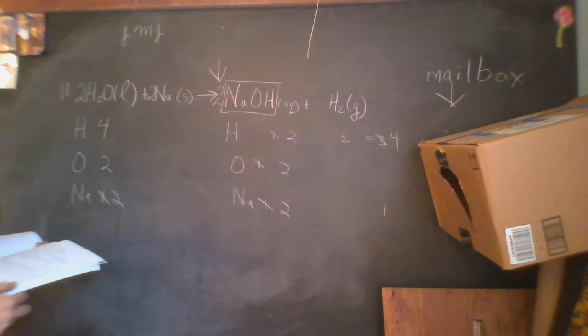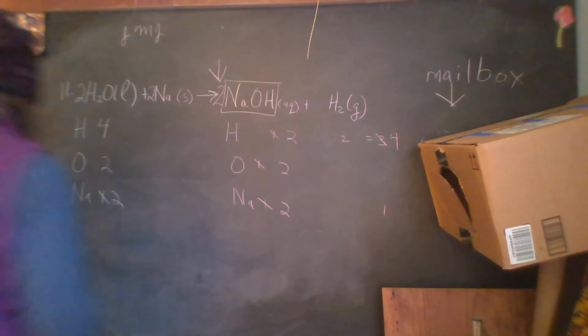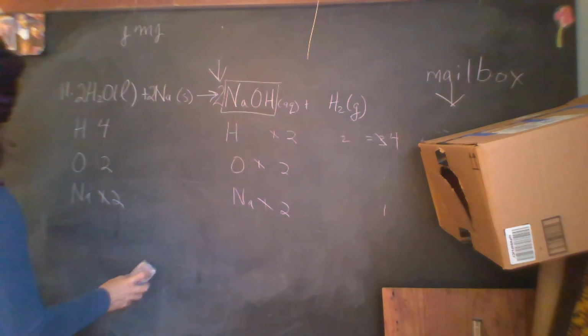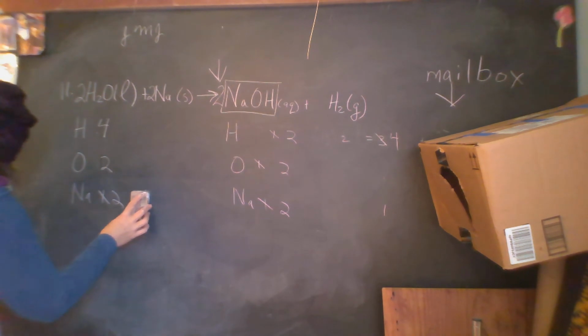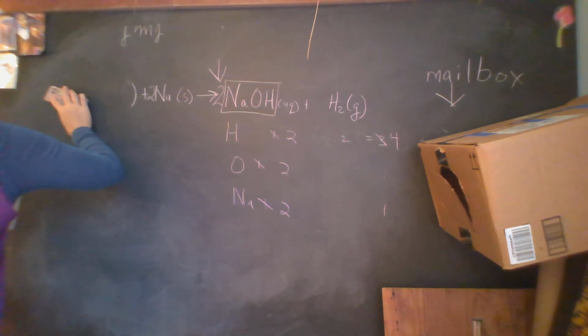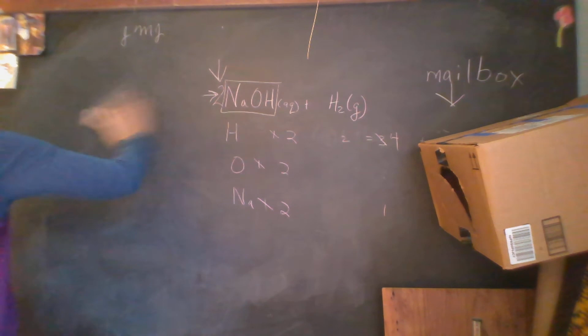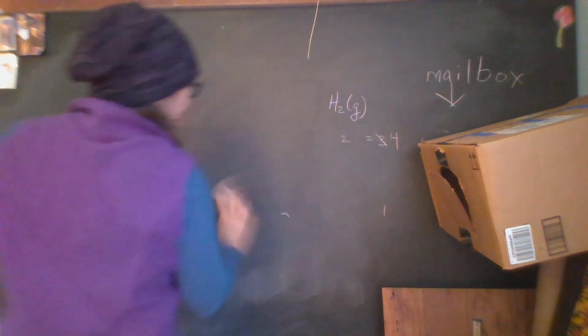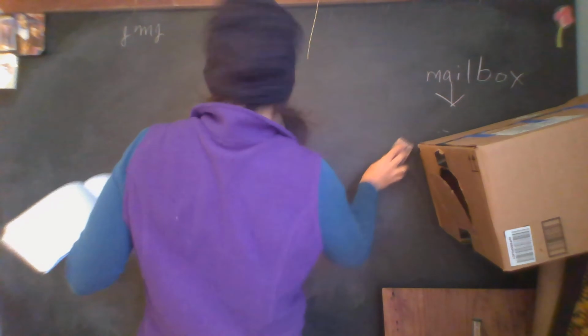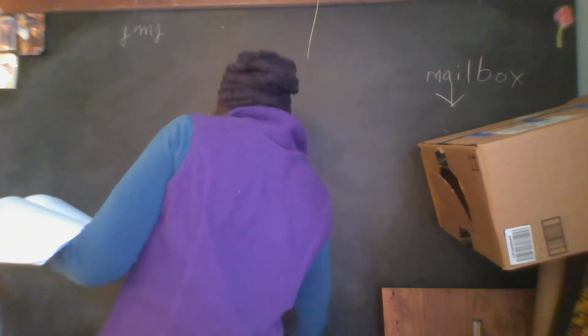Number 12, under the right conditions, chlorine gas will react with gaseous ethylene, C2H2, to make liquid quadrachloroethane, C2H2Cl4. Write the balanced chemical equation.